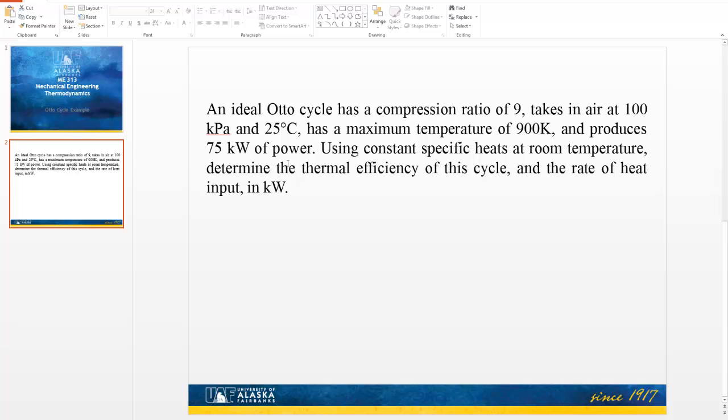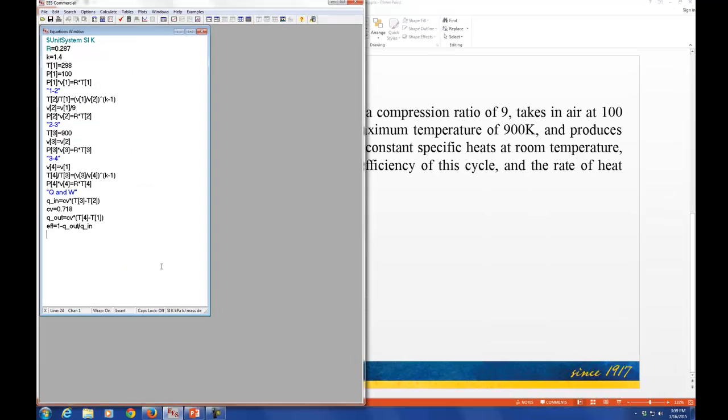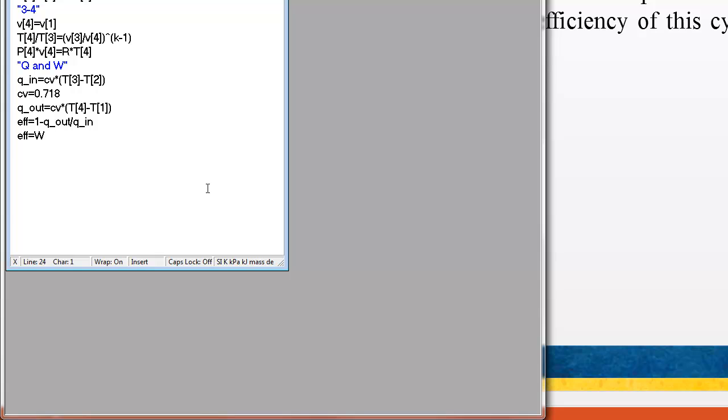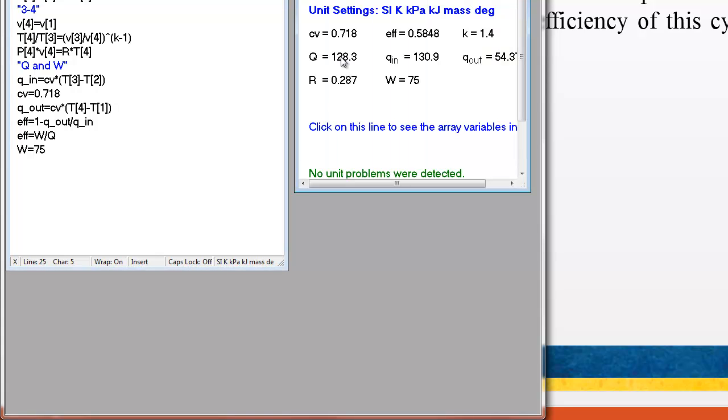The last part of this problem is that it produces 75 kilowatts of power, and we want the rate of heat input. The efficiency is equal to the work produced over the net heat that goes in. Those are extensive values, so I'm using capital W and capital Q, and W is equal to 75. If I solve that, I get little q at 128.3, with units like kilojoules per kilogram. Since W is in kilowatts, big Q in is 128.3 kilowatts. And that's how we do it using EES.